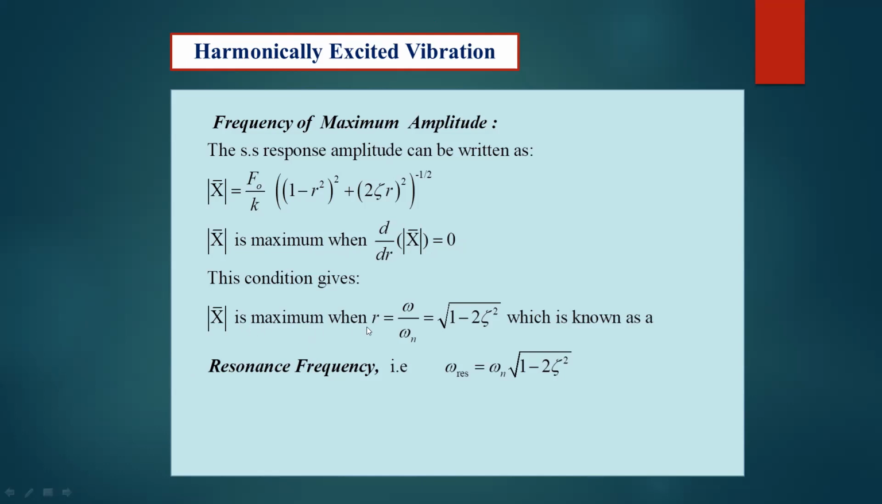X is maximum. That means this is the way we can find the maximum amplitude. When r is equal to omega over omega n, which is equal to the radical of 1 minus 2 zeta square, which is called resonance frequency. Okay. Then omega of resonance is equal to omega n, that means the natural frequency, times the radical of 1 minus 2 zeta square. So this is the resonance frequency that we can compute.